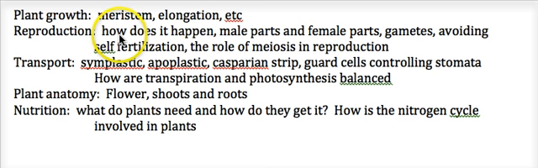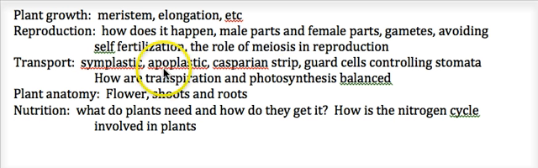But for plant growth, look over the meristem, elongation, etc. Be able to understand how growth occurs and the orientation on the root and on the stem, where does mitosis occur, etc. Reproduction, how does it happen? The male parts, the female parts, the gametes, avoiding self-fertilization, and the role of meiosis in reproduction. And by that I mean that meiosis is involved with creating unique individuals.